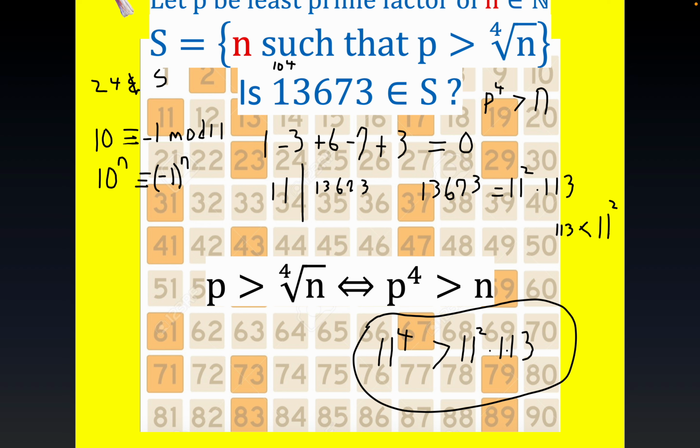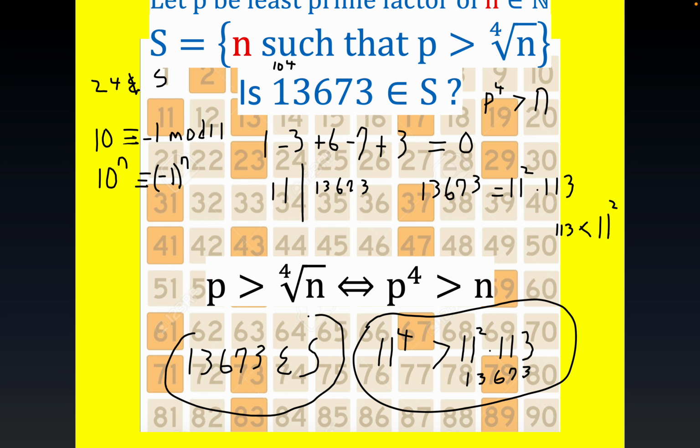And again, this is our number we were interested in, 13,673. So the answer is yes, 13,673 is a member of our set. Okay, that completes the problem.